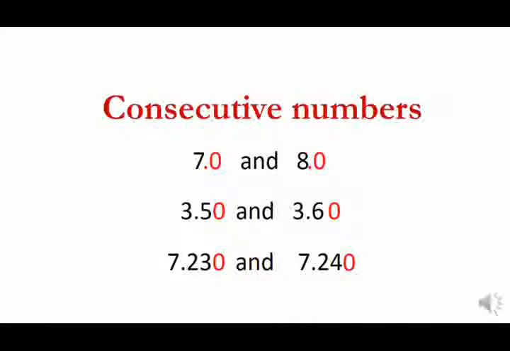In the next example, you can put 0 here and 0 there and start dealing with 3.51, 3.52, 3.53, and so on till 3.59. And in the third example, you can put a 0 here and 0 there and start dealing with thousandths digits. And you can insert 7.231, 7.232, and so on. Let's see these examples on the number line.